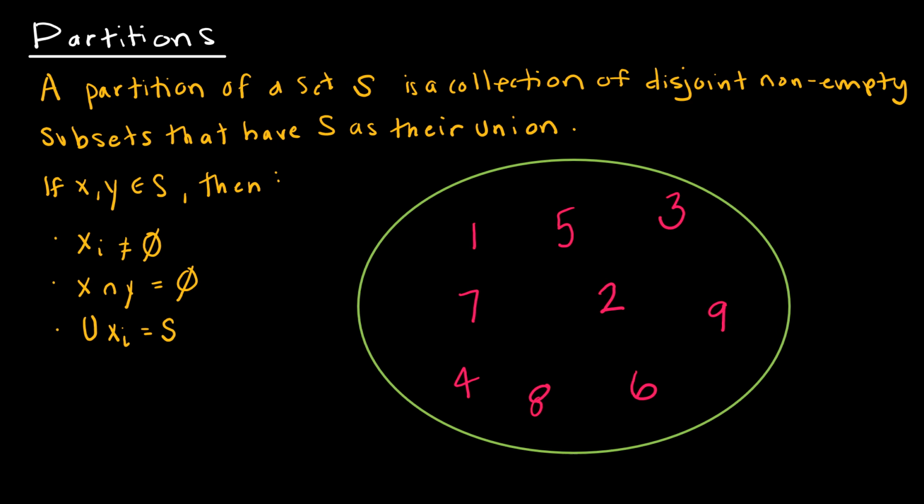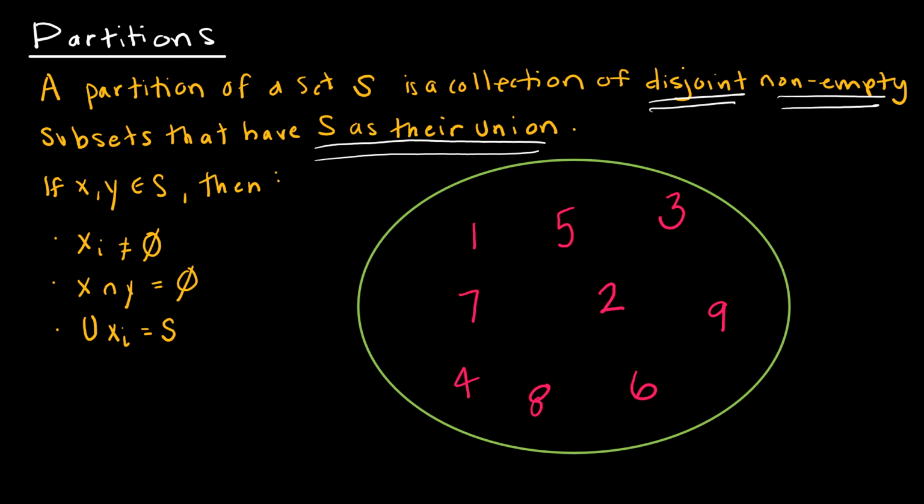Let's take a look at a partition example, and partitions are great to help us to understand equivalence relations. But first, before we look at an equivalence relation, let's just look at what a partition is in case you've never encountered one before. A partition of a set S is a collection of disjoint, non-empty subsets that have S as their union. So that's our conditions: disjoint, non-empty subsets that have S as their union.